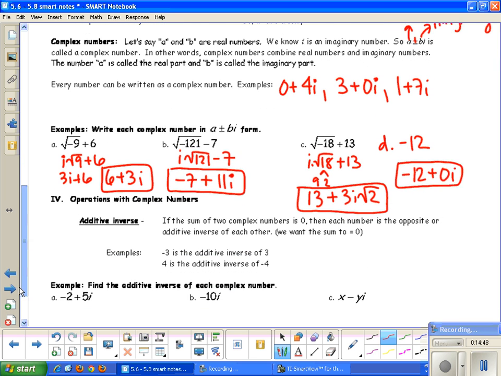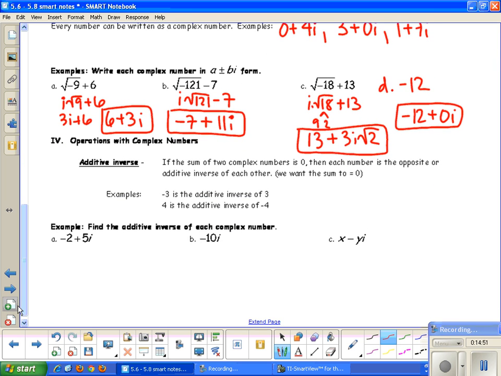So the next thing we want to talk about is operations with complex numbers. So we have what's called the additive inverse. The additive inverse, if the sum of two complex numbers is 0. So when you add something up and you get 0, it's an additive inverse. So for example, -3 is the additive inverse of 3 because -3 plus 3 equals 0. And 4 is the additive inverse of -4 because 4 plus -4 equals 0.